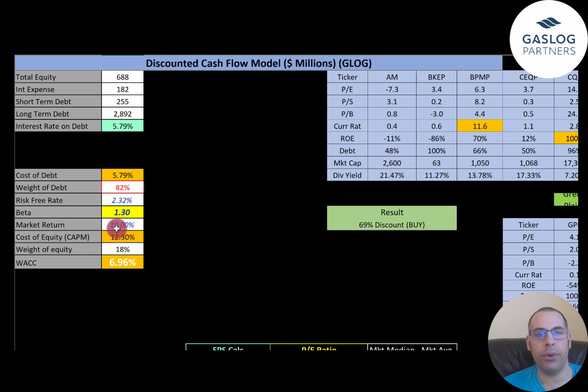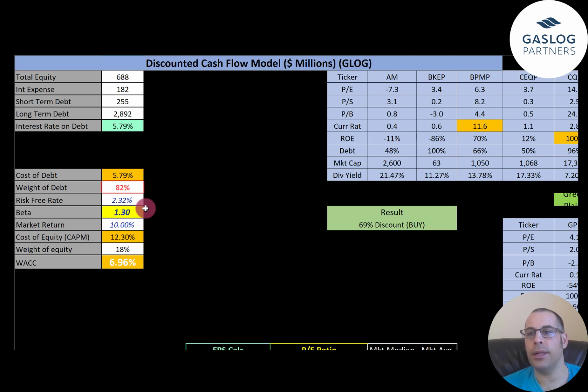Cost of equity is 12.3%, and to figure out cost of equity, we use the capital asset pricing model. And part of the CAPM formula is the beta, and they have a low beta, 1.3. Beta is a measure of a stock's volatility in relation to the overall market. The S&P 500 has a beta of 1. This stock has a beta of 1.3. So if the S&P goes up 1%, this stock should on average go up 1.3%. And if the S&P goes down 1%, this stock should go down around 1.3%.